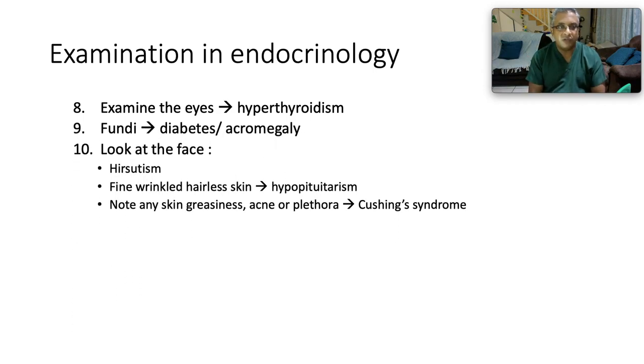Okay, in the fundi, you want to look for the typical diabetic changes. So, you know, we have pre-proliferative, we have proliferative, we have maculopathy, and then we eventually have blindness and retinal detachment, vitreous hemorrhage.